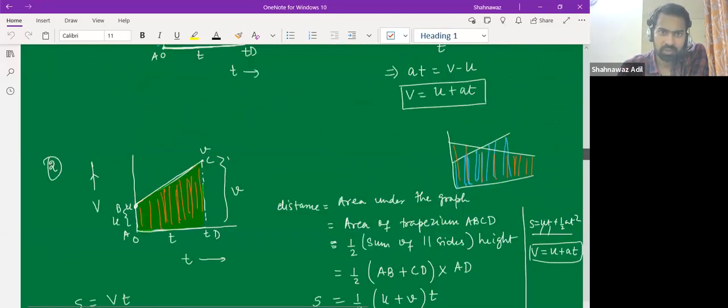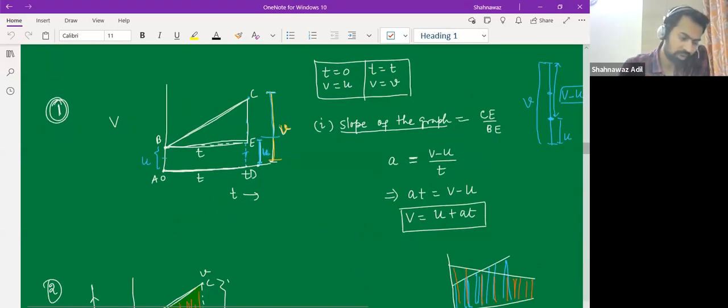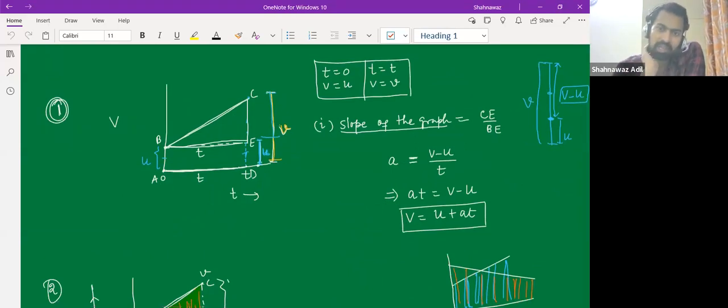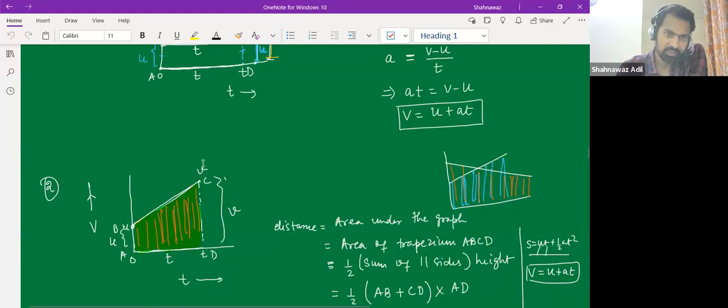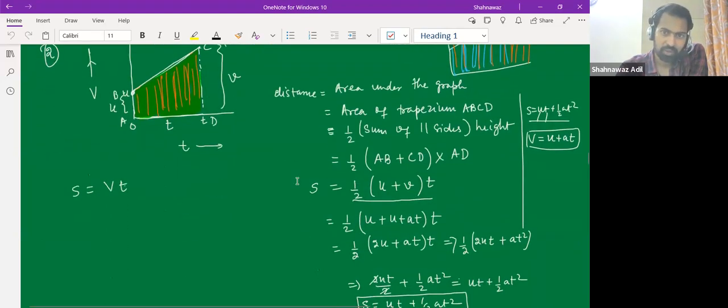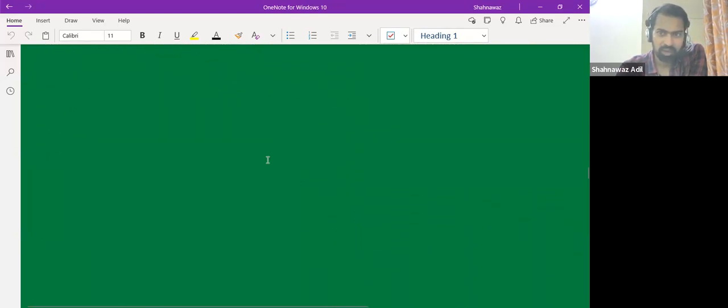So we were solving the equations of motion using the graphical method, right? So we solved the first equation, and then we also solved the second equation, right? So so far, how much have we covered?